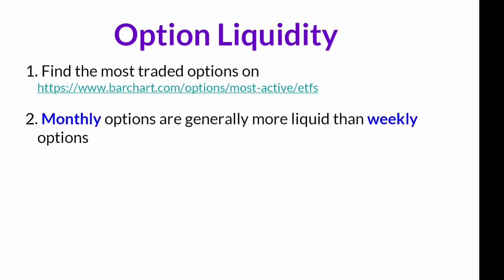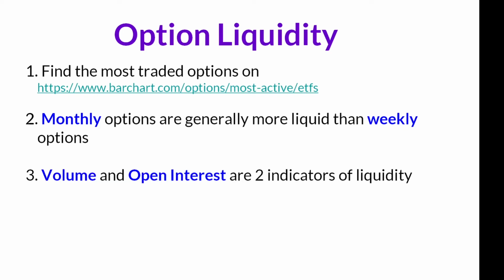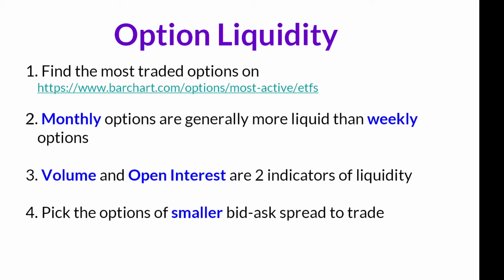Monthly options are generally more liquid than weekly options. I prefer to trade the monthly options. Volume and open interest are 2 indicators of the liquidity. The higher, the better. Pick the options of smaller bid-ask spread to trade.